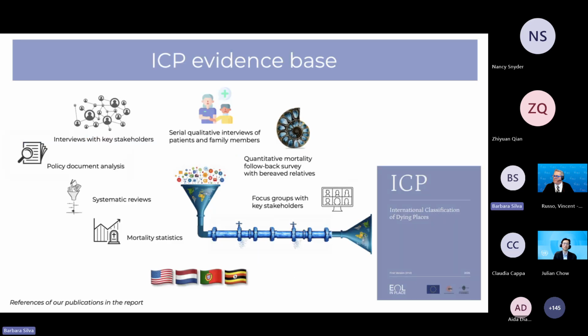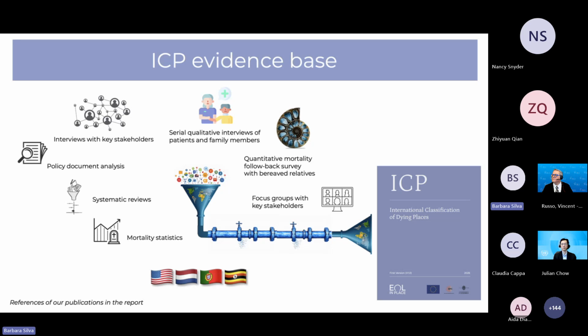The ICP was developed based on evidence produced by the project. So to do that, we analyzed mortality statistics, we systematically reviewed the literature, and we conducted a series of studies in 4 contrasting countries, which are flagged in the slide. So the US, the Netherlands, Portugal, and Uganda.